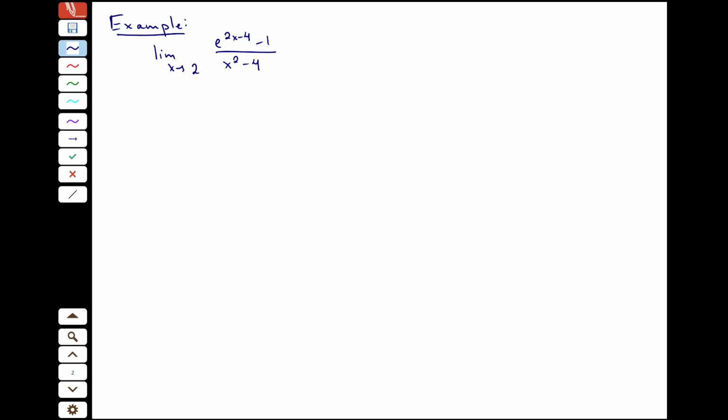So let's look at the limit as x goes to 2 of e to the 2x minus 4, minus 1, divided by x squared minus 4. Now, if we try to evaluate this limit, we get e to the 2 times 2 minus 4, minus 1, divided by 2 squared minus 4. So simplifying, we have e to the 0 minus 1 divided by 4 minus 4. So in the numerator, we have 1 minus 1. In the denominator, we already see that we have 0. And so in the numerator, we also have a 0, and this limit is of the form 0 over 0.